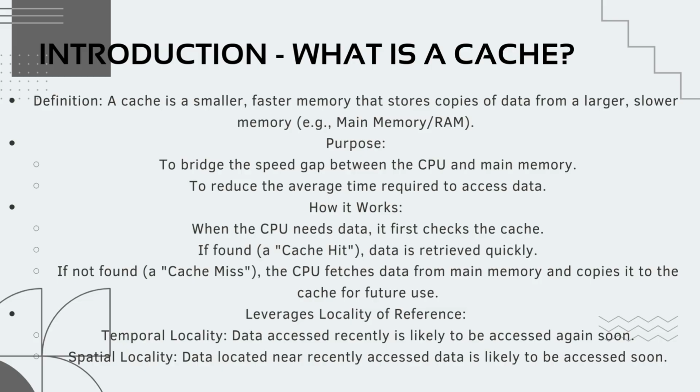Caches work so effectively because they leverage something called locality of reference. This principle has two parts: temporal locality, meaning data accessed recently is likely to be accessed again soon, and spatial locality, meaning data located near recently accessed data is likely to be accessed soon.